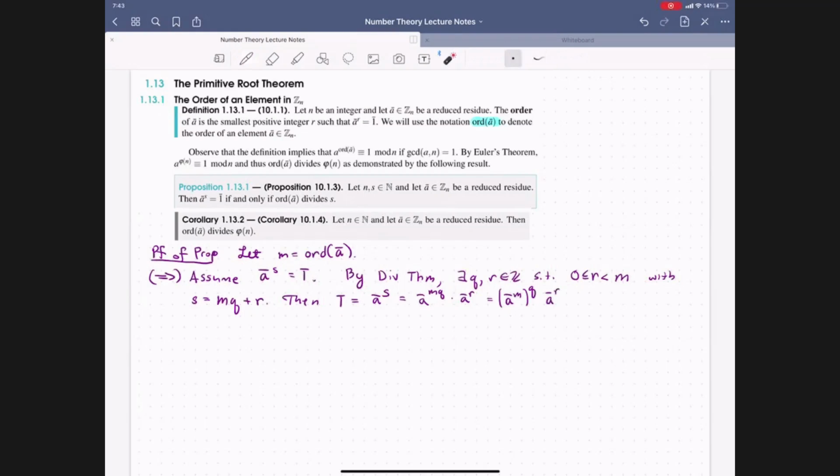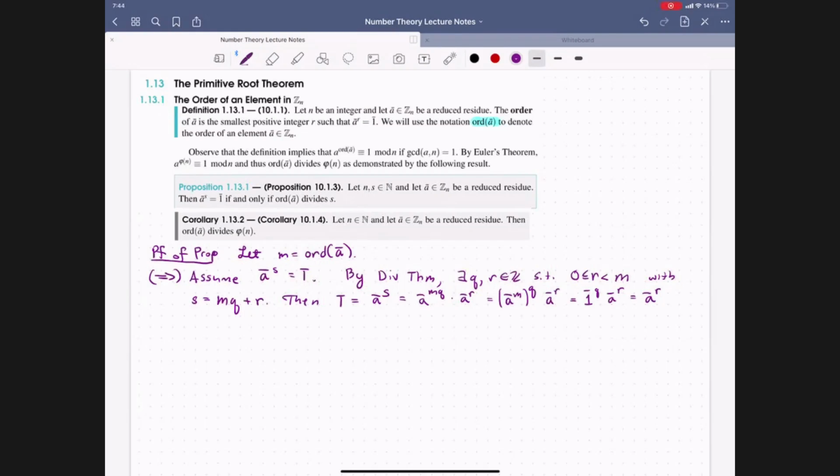But m is assumed to be the order. So m is the order, so that means that this has to be 1. So 1 bar to the q times a bar to the r. So we got this here, and so this is equal to a bar to the r. So now a bar to the r is equal to 1 bar.